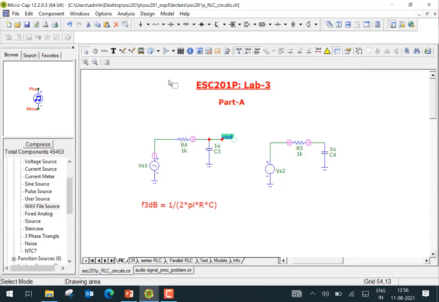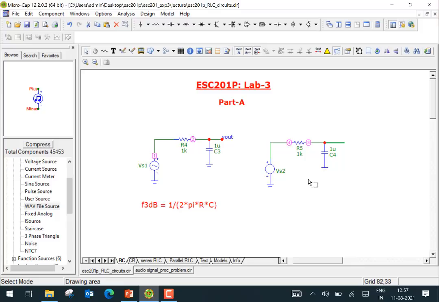Similarly, we'll take the output for this part also there. So these are two circuits which are the same, except that one of them is driven by a sinusoidal signal, and we'll do an AC analysis of this particular circuit. And this is driven by a square wave, and so we want to see transients. We want to see how the capacitor charges and discharges in this particular circuit here.